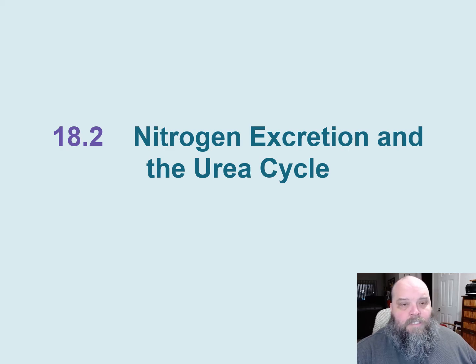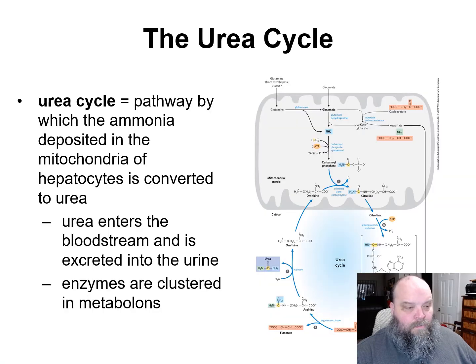Okay, Chapter 18, Section 2, Nitrogen Excretion and the Urea Cycle. Now keep in mind, the urea cycle is our body's mechanism for taking that free ammonia that's been released due to amino acid catabolism by the mitochondria, getting it out of the mitochondria into the cytoplasm into the bloodstream so that the kidneys can get it out of the body.